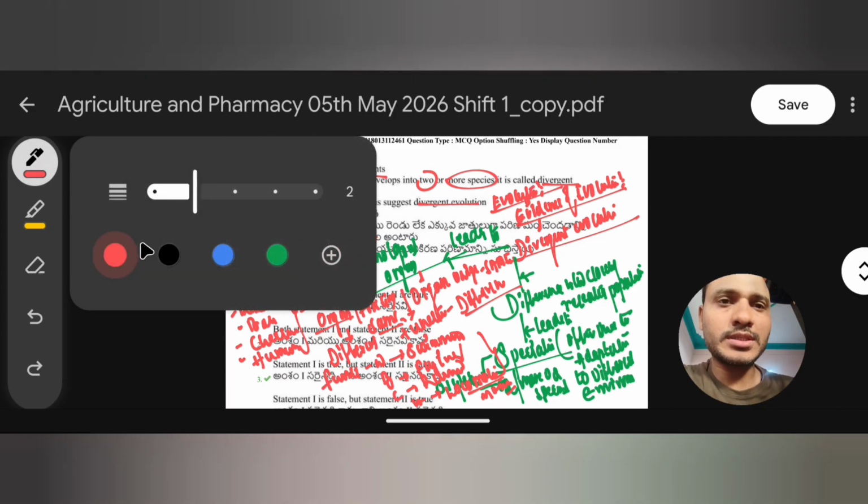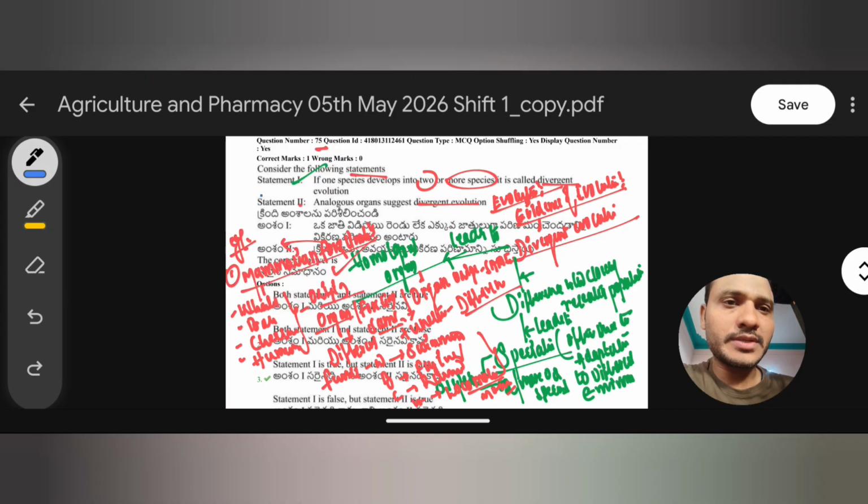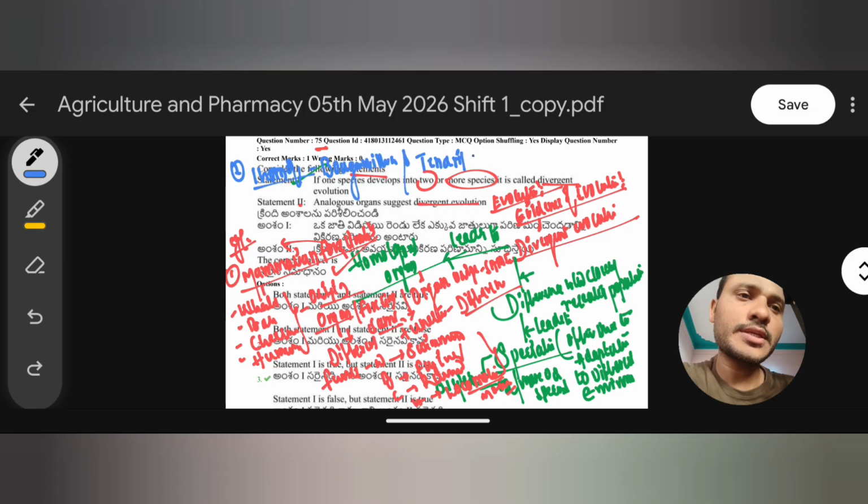And we have one more example for divergent evolution: the thorn of bougainvillea and the tendrils of cucurbita. In these two plants, the origin of the organs, thorn and tendrils, is the same. Where do they originate from? From the axillary bud of the stem. They originate from the axillary bud of the stem, but they perform different functions.